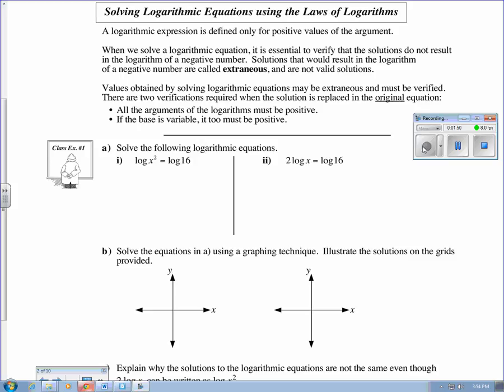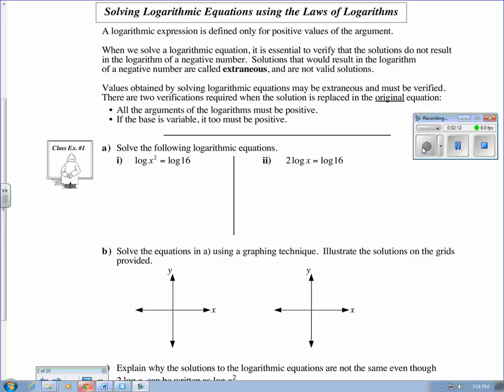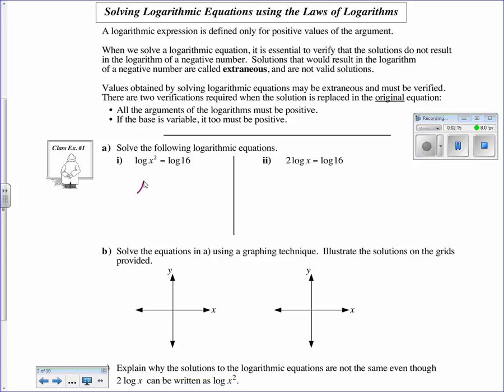So here we've got a log rule we get to try out. 2 log x equals log 16. Now I can get the logs together. So 2 equals log base 16 over log x. Actually, since the logs are the same, we can simply say that x squared is equal to 16 and x equals plus or minus 4.